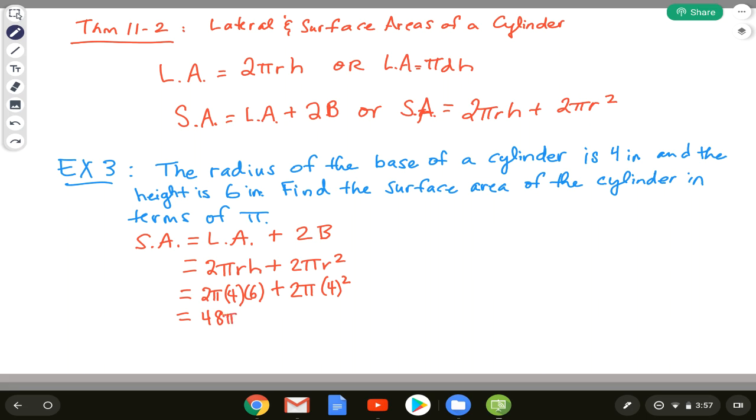That would be my lateral area, plus 2 times pi times 4 squared, which is 16. So 2 times 16 is 32 pi. Now they asked me to leave this in terms of pi, so I'm just going to add the numbers in front. 48 plus 32 would be 80 pi, and the units would be inches squared.